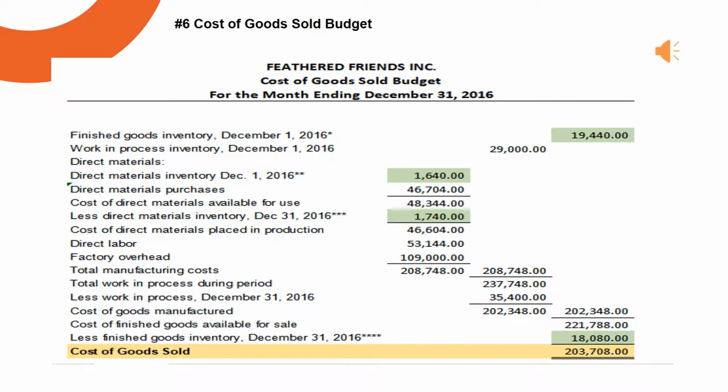That would give us $1,400, and 240 units of plastic by $1 would give us $240. In return, that would be $1,640 for the total direct materials inventory beginning. So we would add that to our direct materials purchases of $46,704, and it would give us the cost of direct materials available for use of $48,344.